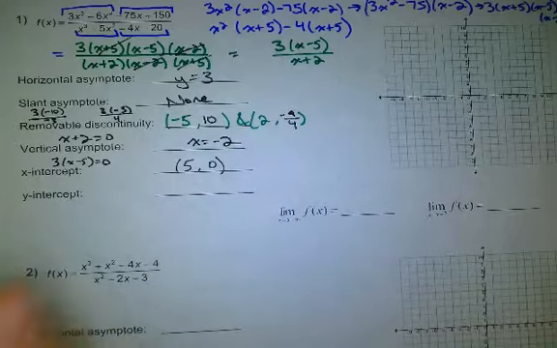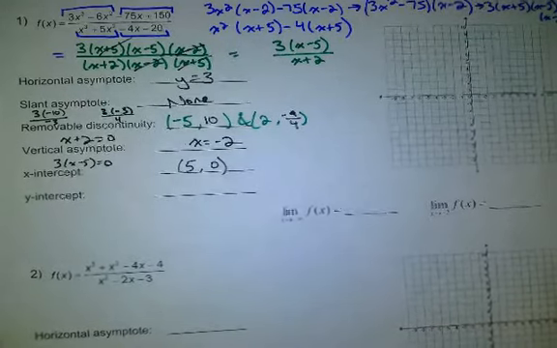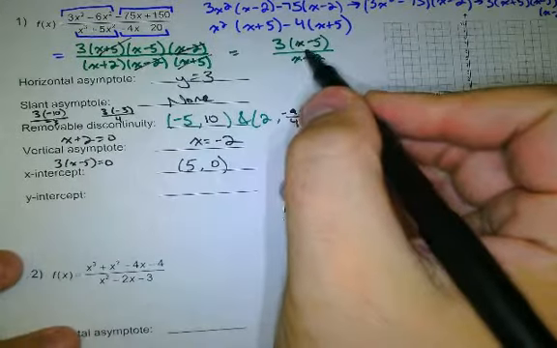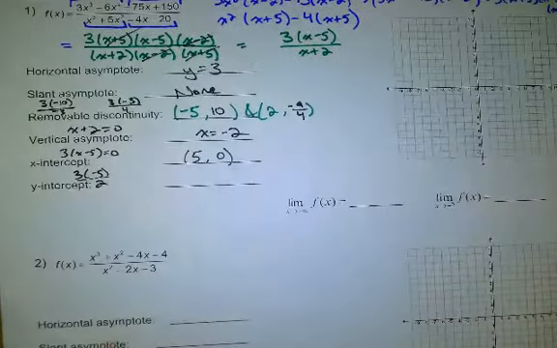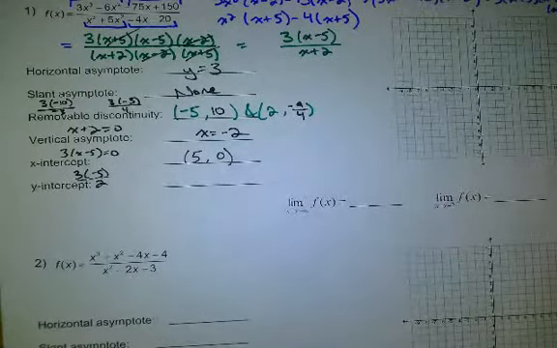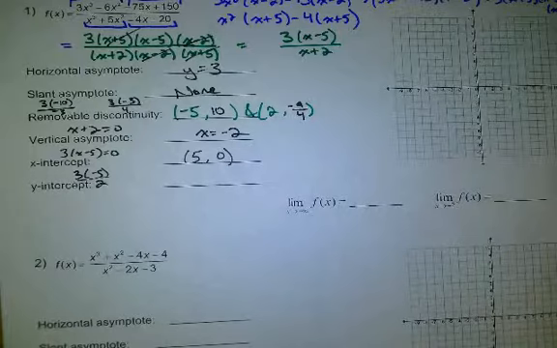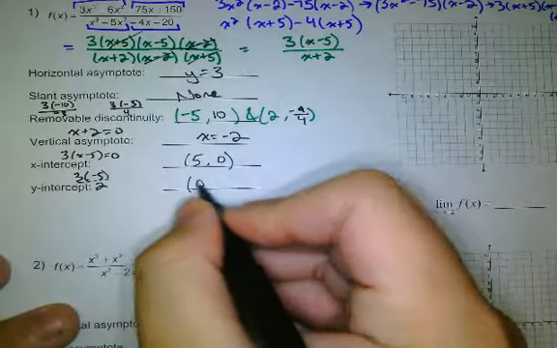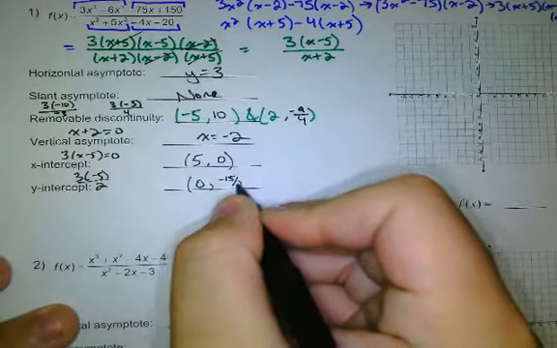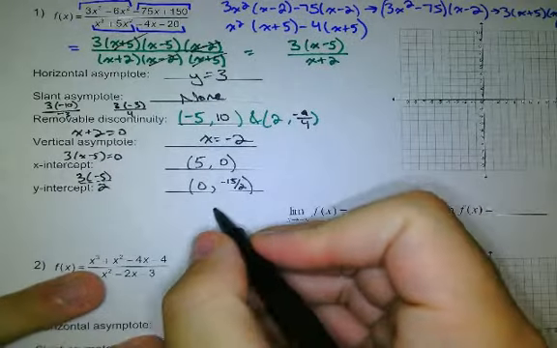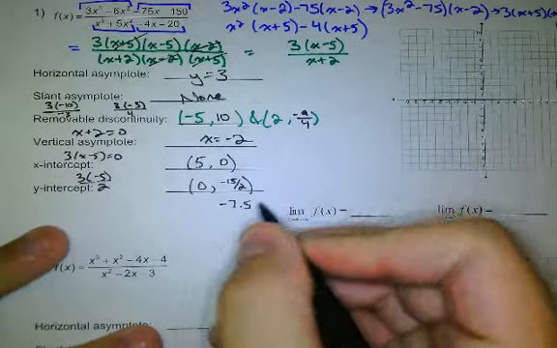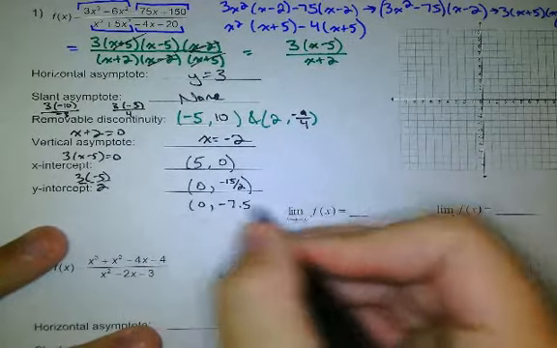And the Y-intercept, that's when I do what? Plug in a 0. So let's plug in a 0 into here, and I'm going to get 3 times negative 5 all over 2, which is negative 15 over 2. For those of you who are not very good with fractions, what is that approximately? Negative 7.5, same thing.